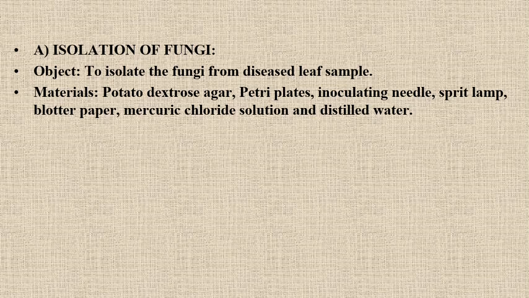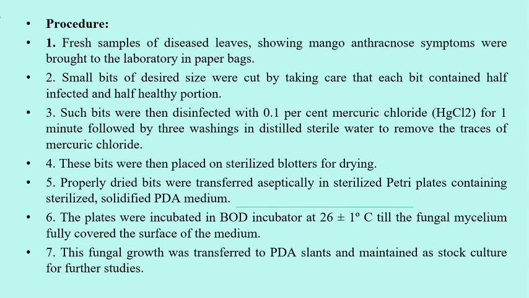Materials: potato dextrose agar, because nutrient agar is a common medium for growing bacteria and potato dextrose agar is a common medium for growing fungus. Petri plates, inoculating needle, spirit lamp, blotter paper, mercuric chloride solution and distilled water. Procedure: take a fresh sample of diseased leaf showing mango anthracnose symptoms, brought to the laboratory in paper bags. So we have taken mango anthracnose symptoms.